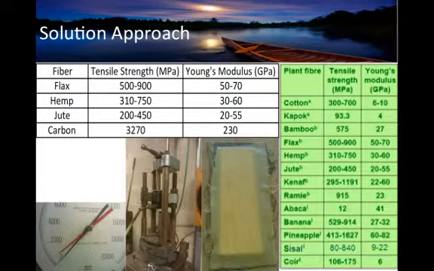Now, if you look at the table on the right, you can see that pineapple fibers would have actually been a better material to use because it has better mechanical properties. The tensile strength of pineapple is upwards of 1600 megapascals, with Young's modulus of upwards of 80 gigapascals.